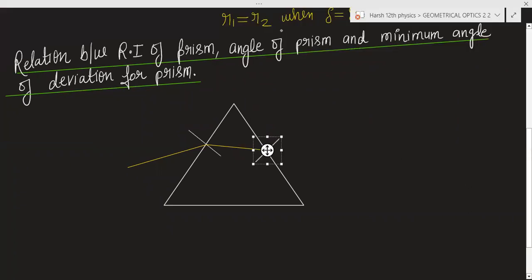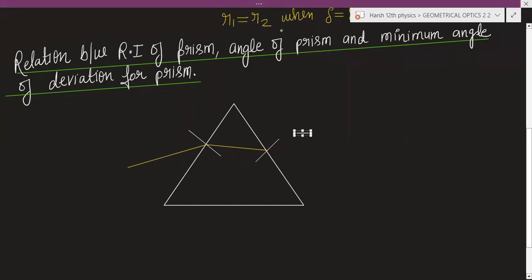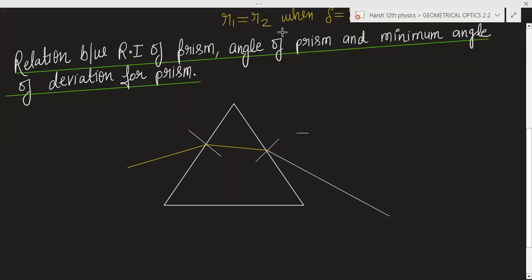Will bend away from the normal. This angle is the angle of emergence. This angle is the angle of incidence. This angle is the angle of prism, and the refractive index of the prism is mu, and this angle is R1. This angle is R2.